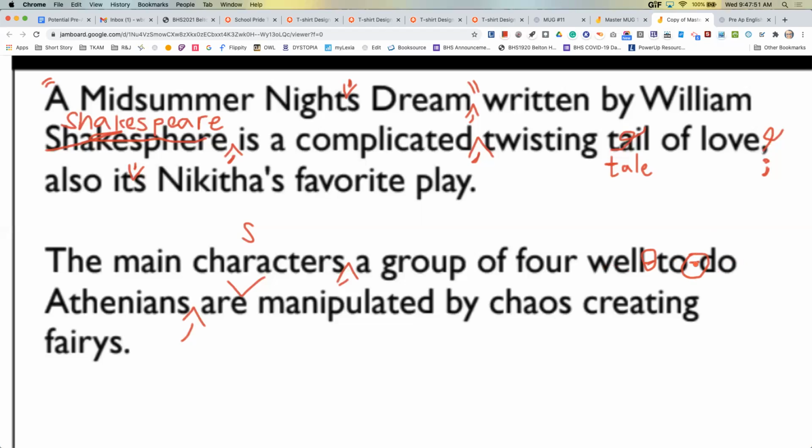Where else do we need one? Chaos and creating, because it's describing the fairies. Okay, they're not chaos fairies and they're not creating fairies. We have to have those 2 words joined together to have the meaning that we intend.